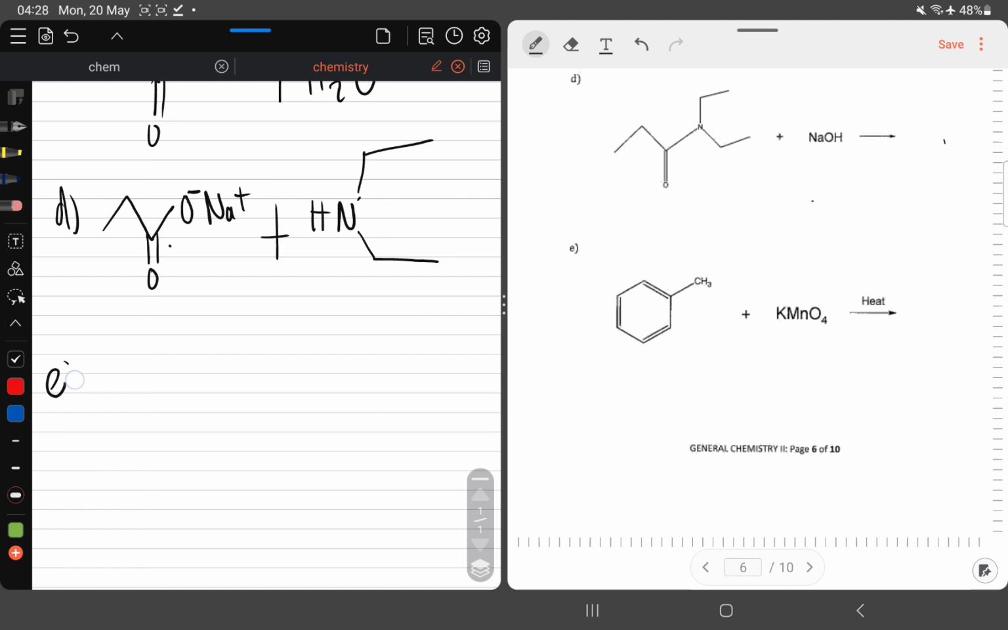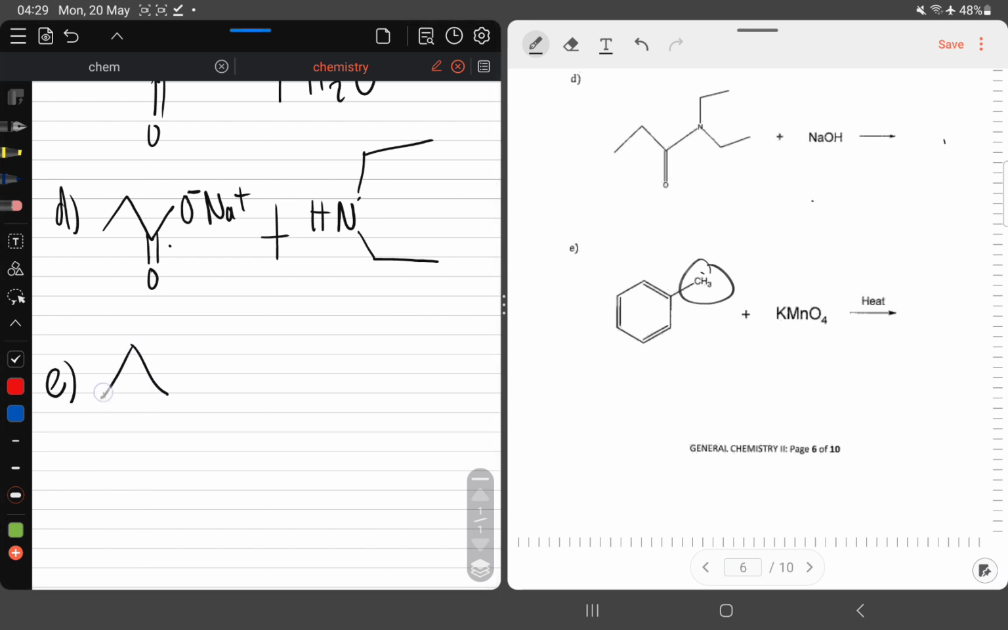Okay, and let's do part E. Part E, what is part E about? Toluene, yay! And we have toluene and we are oxidizing it. This is one of the reactions that you should see in preparation of, I would say, aryl carboxylic acids. Okay, so what is going to happen is, if you have this CH3 on a benzene ring, it's going to be converted to a carboxylic acid.